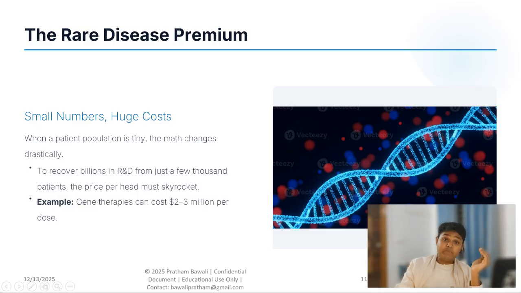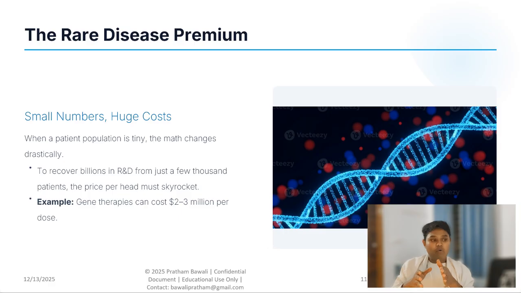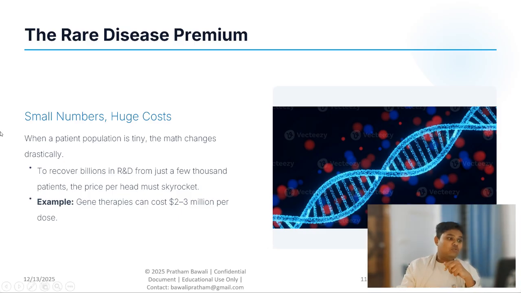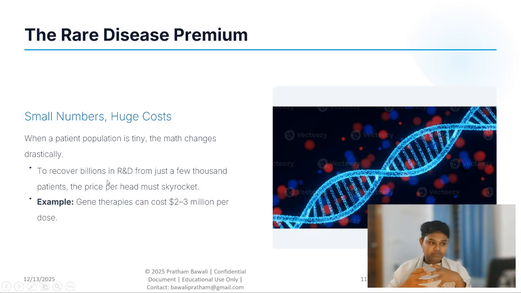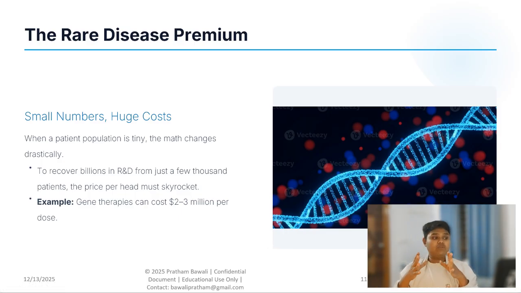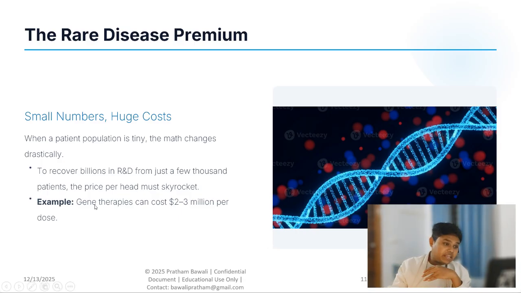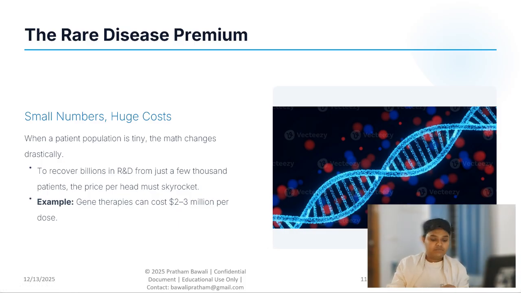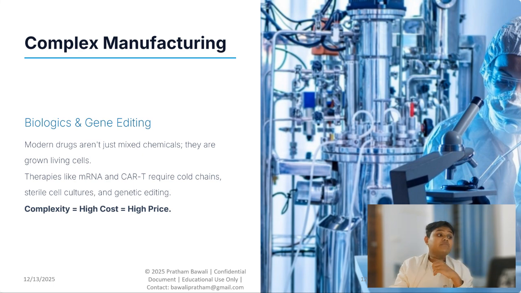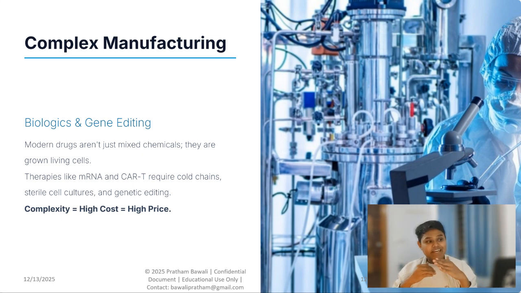So the rare disease premium: small numbers but huge cost. When a patient population is tiny, the math changes drastically. To recover billions in R&D from just a few thousand patients, the price per head must skyrocket. Example, gene therapy can cost almost 2 to 3 million dollars per dose. That's a huge number.